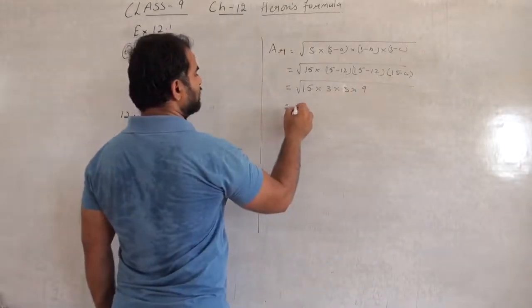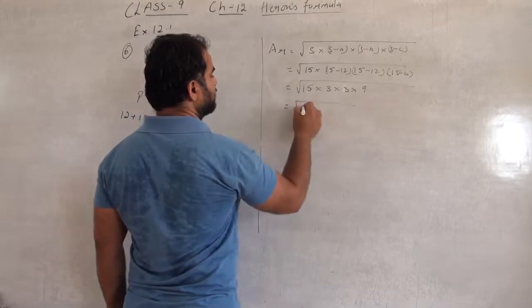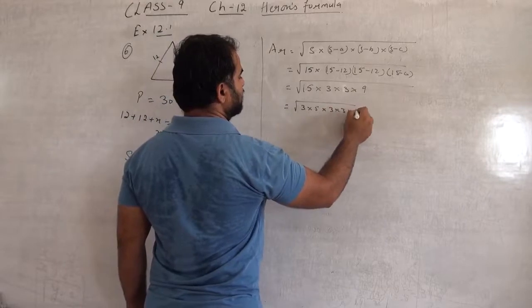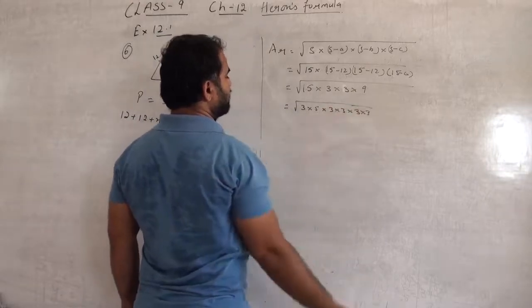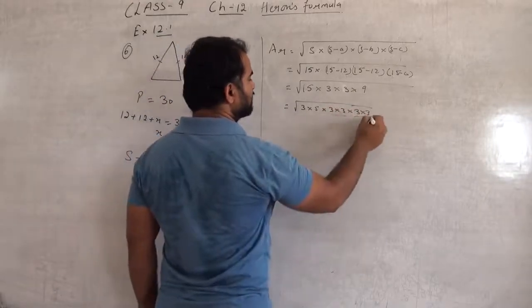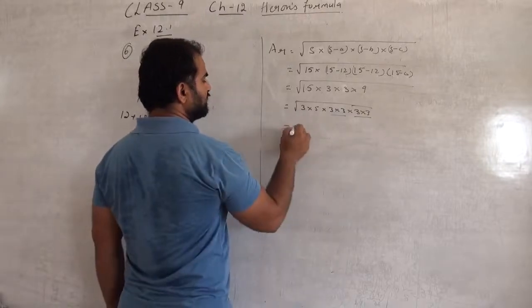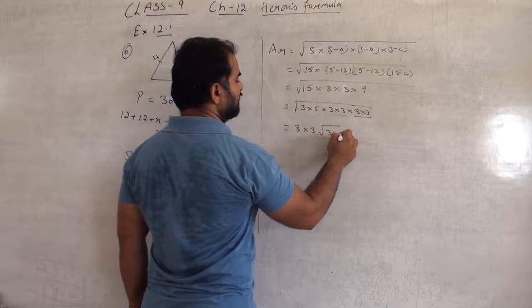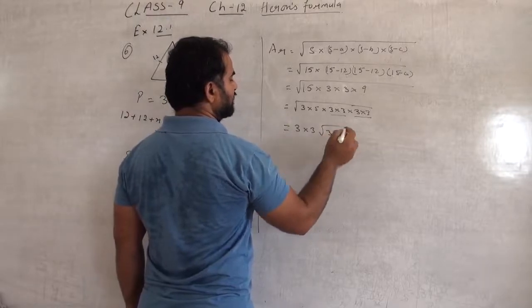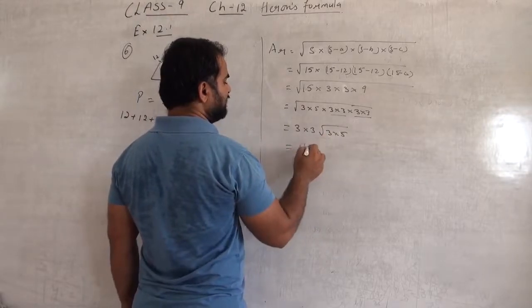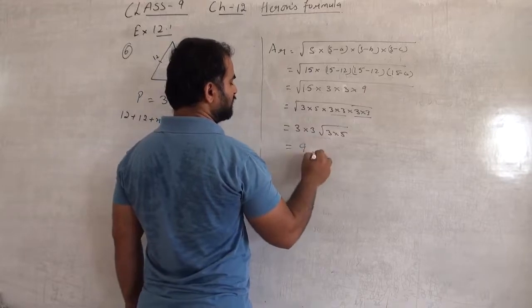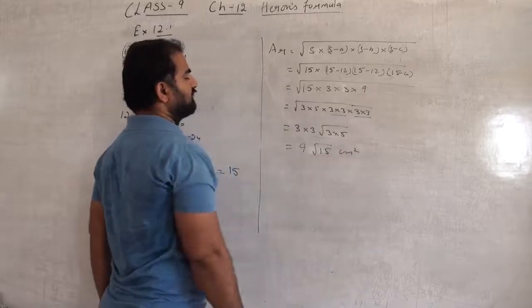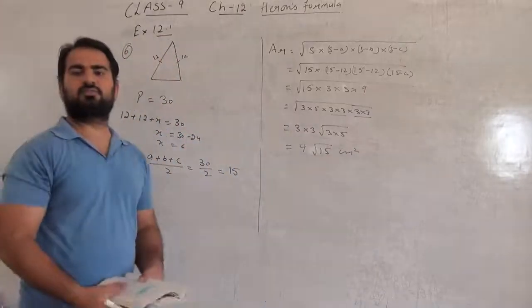So what we have to do? It will be root, 15 is 3 into 5, 3 into 3, and 9 is also 3 into 3. So there will be two pairs of 3 and 3. So we got 3 and 3 outside and in the root is 3 and 5. Okay, so it will be 3 threes are 9 root 15 centimeter square, the final answer.